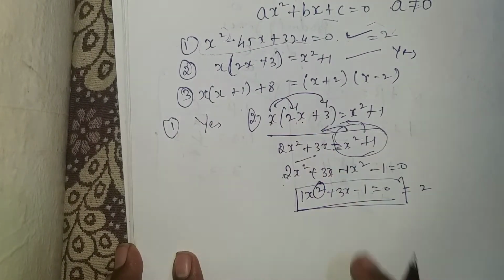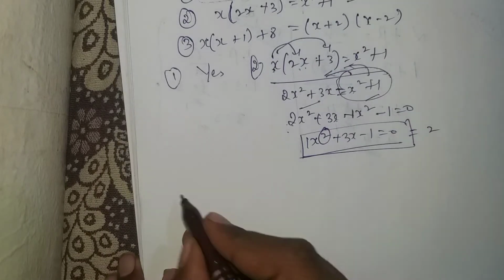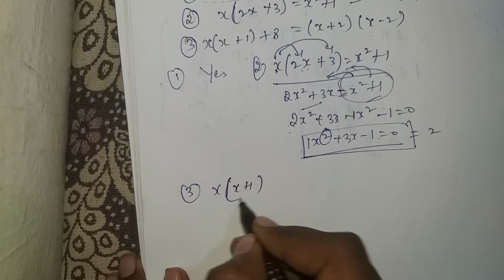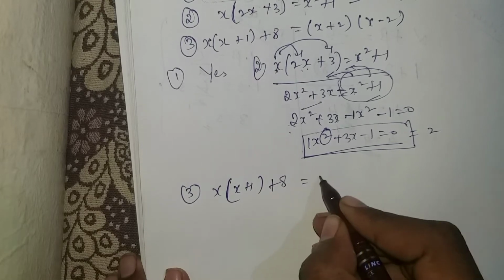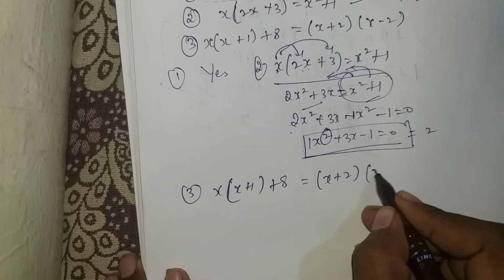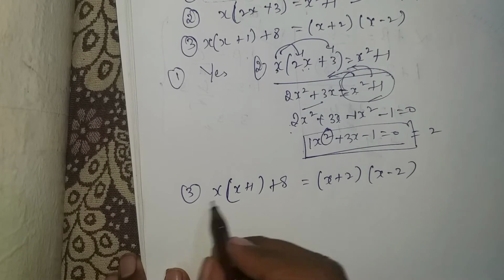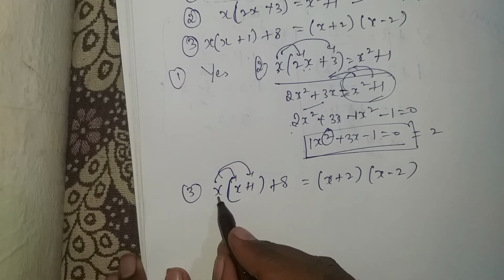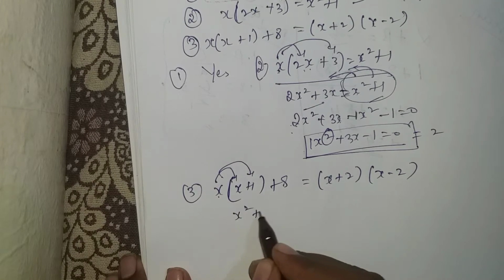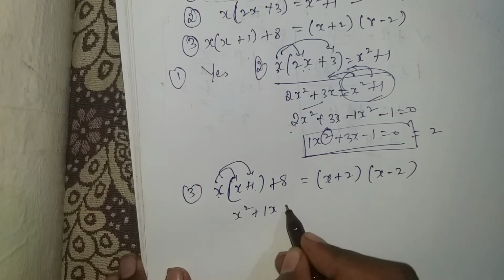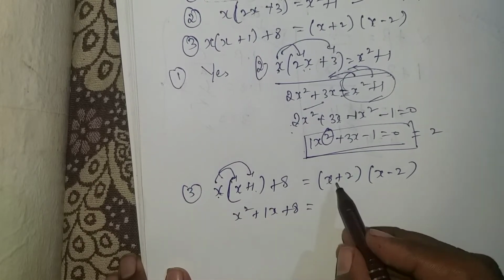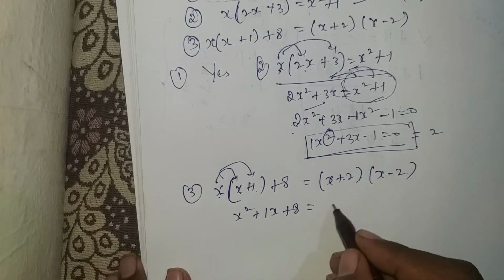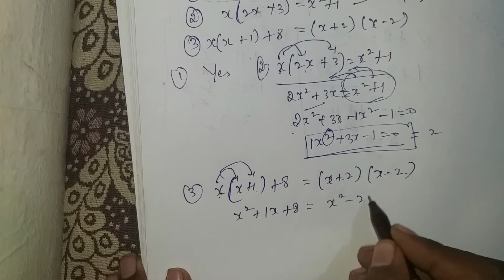We'll see whether the third one is a quadratic equation or not. x into x plus 1 plus 8 is equal to 0, x plus 2 is equal to x minus 2. I need to multiply x inside to remove this bracket. So x into x is x square plus x, plus 8 is equal to... this is in the form of a plus b, a minus b. So you know the formula, right? a square minus b square.